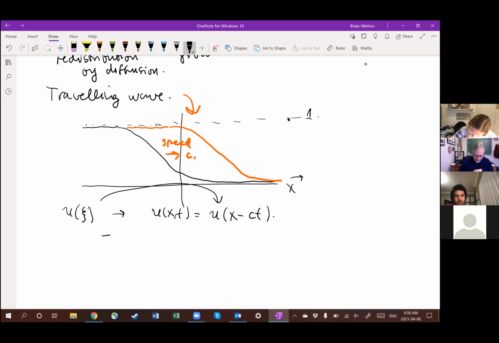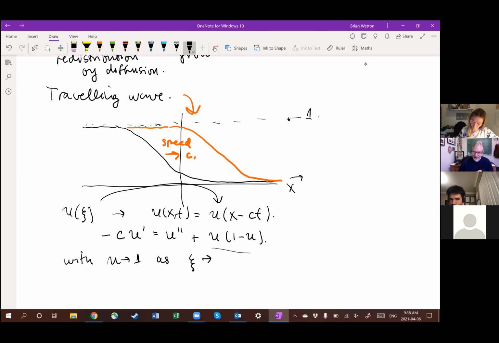And we ended up with the ordinary differential equation. This is this reaction term that doesn't change. Okay, and it's like a boundary value problem, but not on a finite interval, because I want to find a solution like this with u going to 1 as I go to the left, and u going to 0 as c goes to plus infinity.